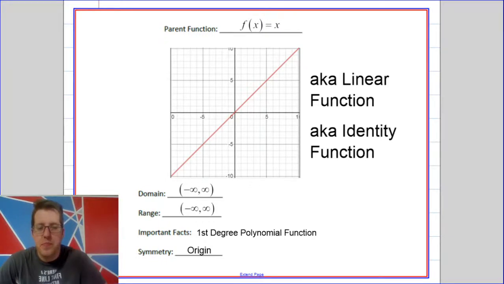Okay, the first function is f of x equals x, or y equals x. This is a linear function, or the identity function. The reason it's called the identity function is because the input and the output are the same. The domain and range for this function are both all real numbers, and this is our first degree polynomial function. It is symmetrical about the origin. The reason it's the most basic linear function is because x and y are the same.